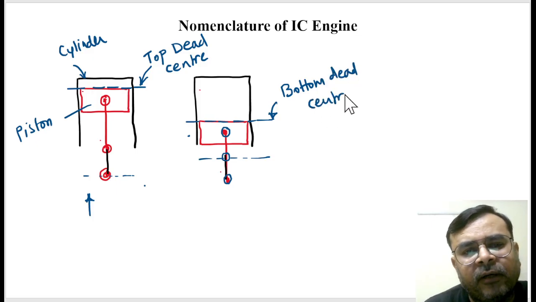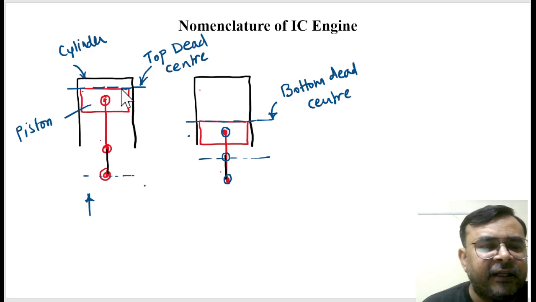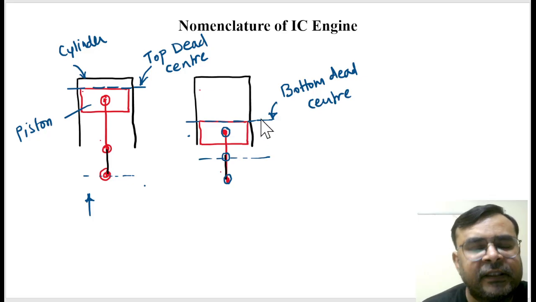Why is it called bottom? Why is it called dead center? So the answer is, since this is the extreme position of the piston, this piston cannot move away from this line. Above this line, this piston cannot move. That's why this is called a dead point. And similarly, below this the piston cannot move. So that's why this is also called a dead point.